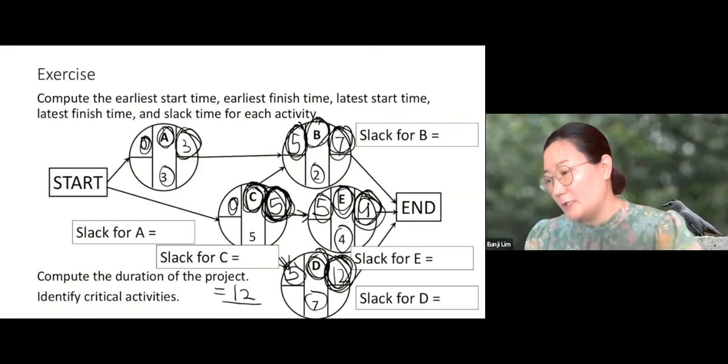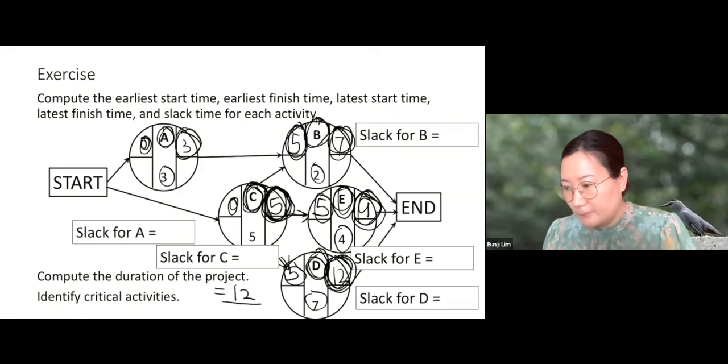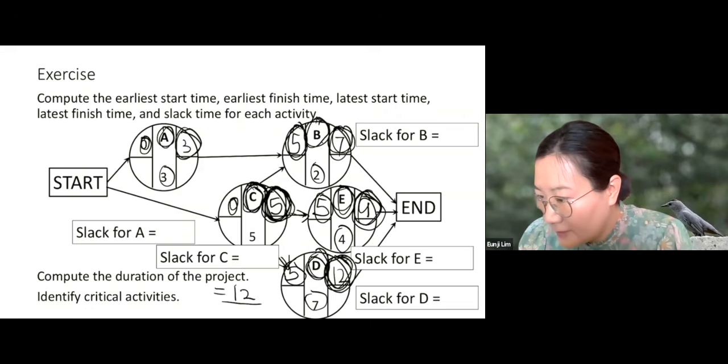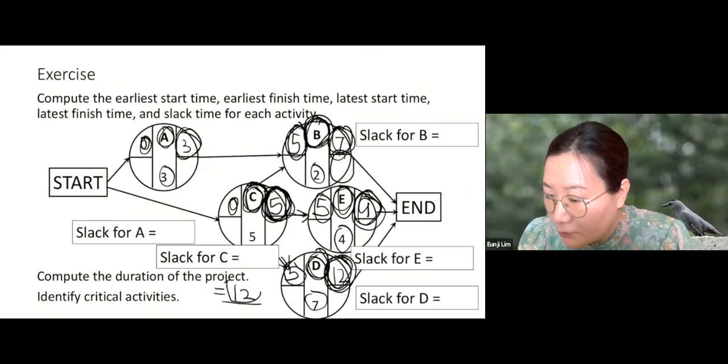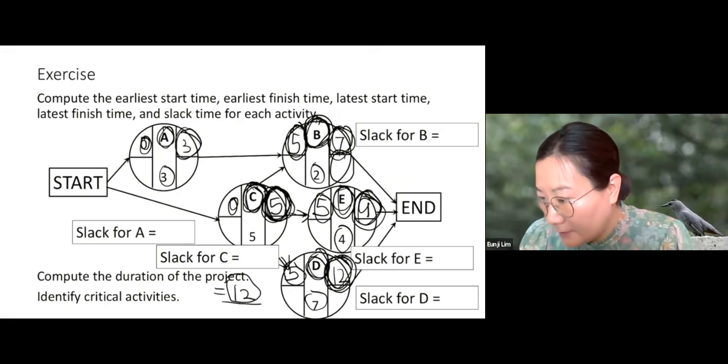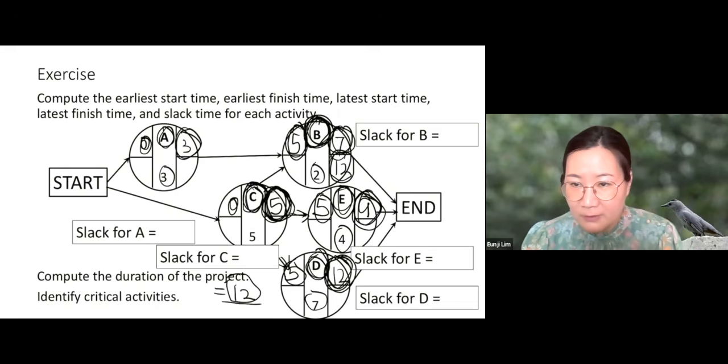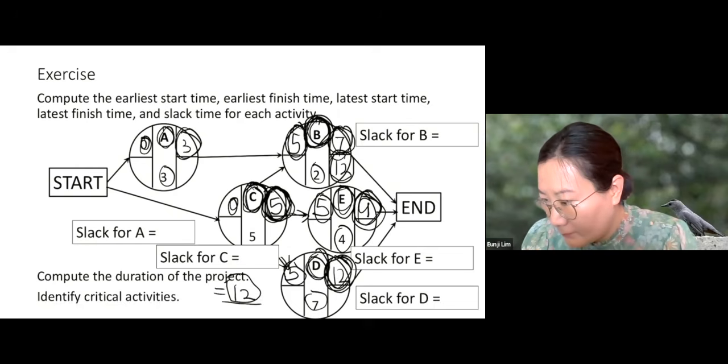Now we can do the backward pass. So let's go backward. Let's start from the last activities. B. When is the latest finish time of B without delaying the whole project? Let's look at the duration of the project. The duration of the project is 12. And since B is the last activity, we can finish it by 12. And we are not delaying this project, right? So that's the latest finish time of B without delaying the project.